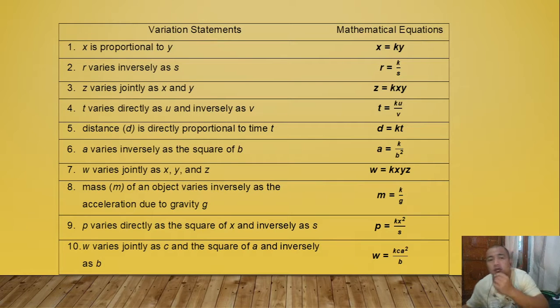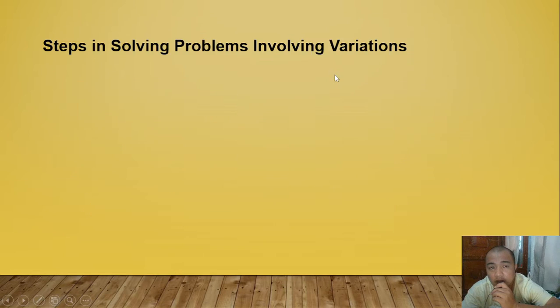I think you already know how to translate variation statements to mathematical equations. Just remember the variation equation for each type. So for direct, x equals ky or y equals kx. For inverse, y equals k over x.